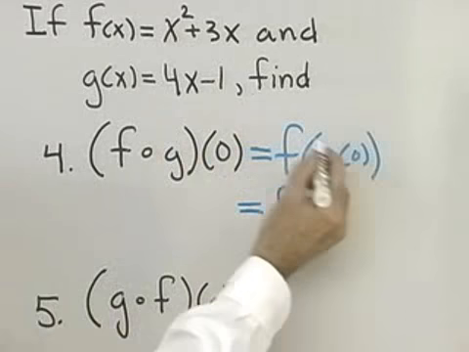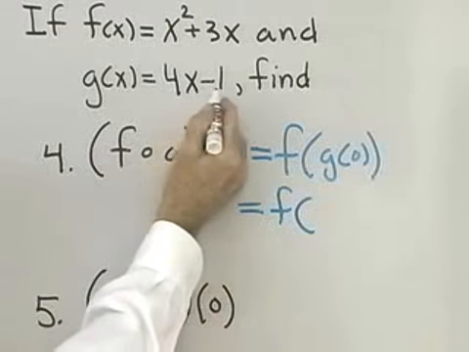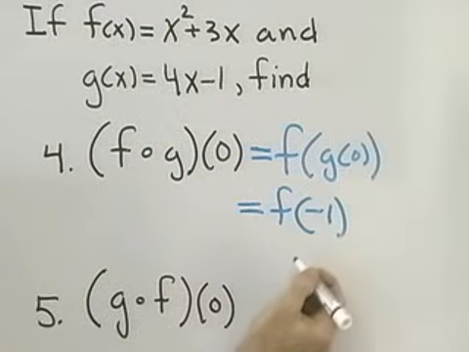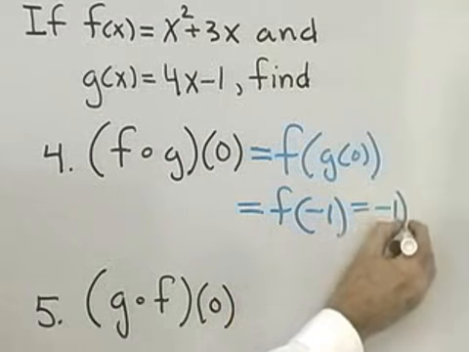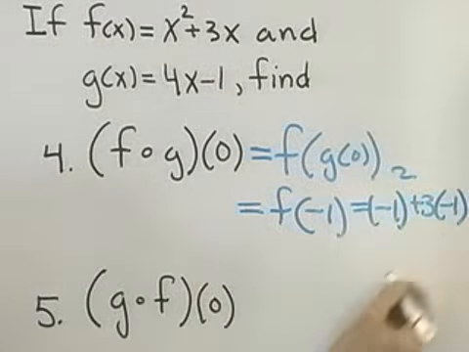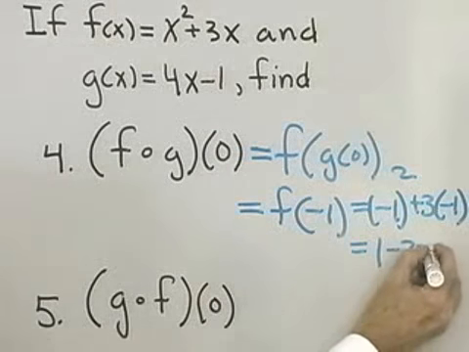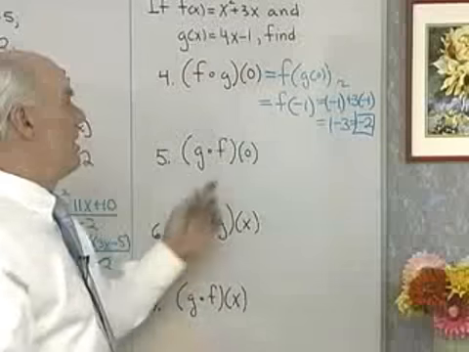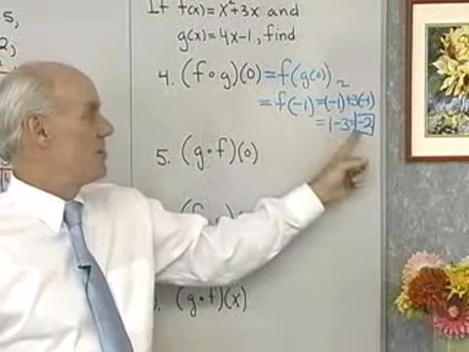So when I substitute in 0 for x in the formula for g, I get 4 times 0, which is 0, minus 1, which is minus 1. So g of 0 is minus 1. Now I'll find f of that. That's going to be minus 1 squared plus 3 times negative 1. So that will be 1 minus 3, which is going to be negative 2. So the composition of f and g of 0 turns out to be negative 2.